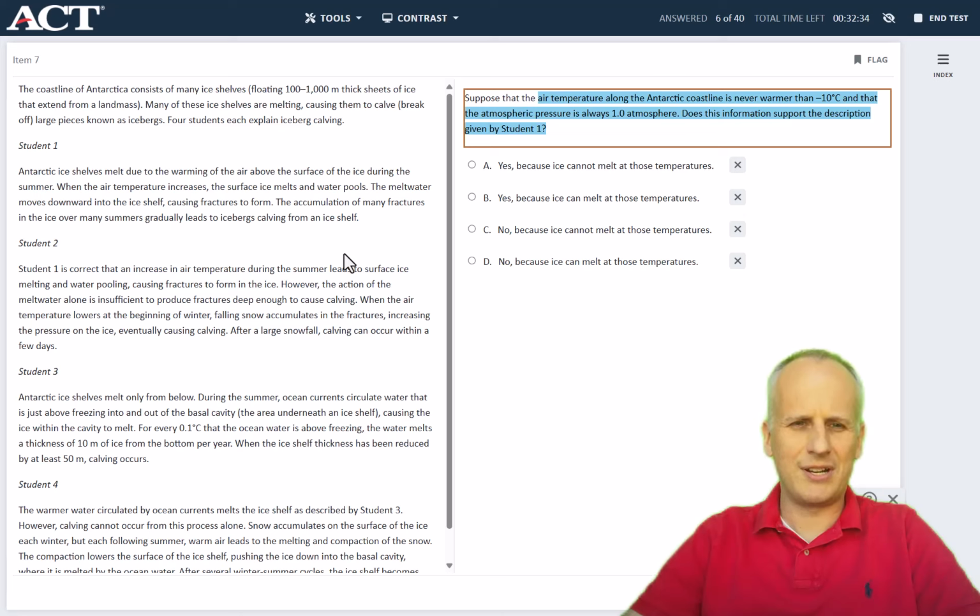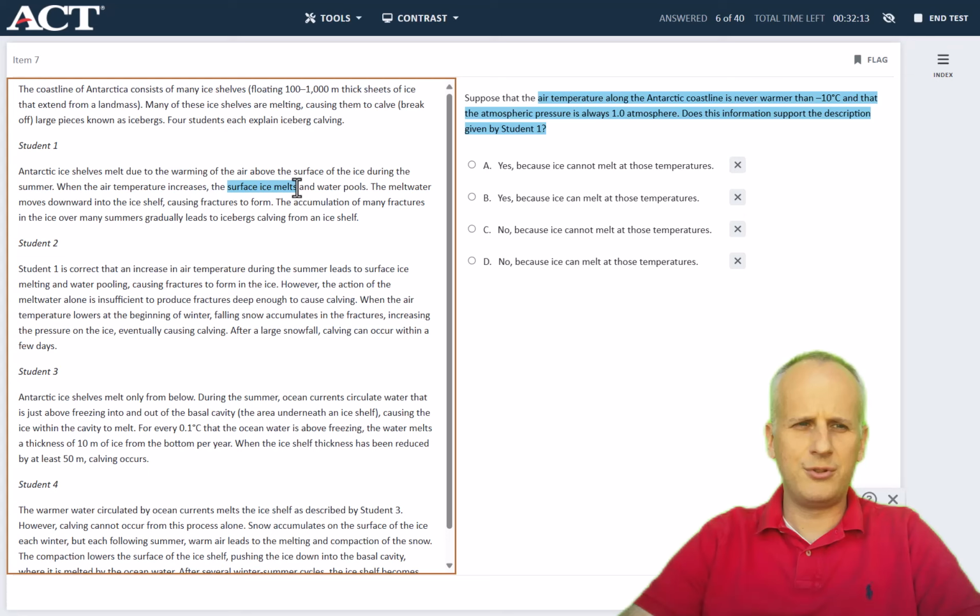When the air temperature increases, the surface ice melts and water cools. The meltwater moves downward into the ice shelf, causing fractures to form. The accumulation of many fractures in the ice over many summers gradually leads icebergs calving from an ice shelf.